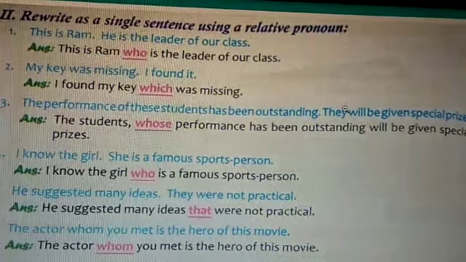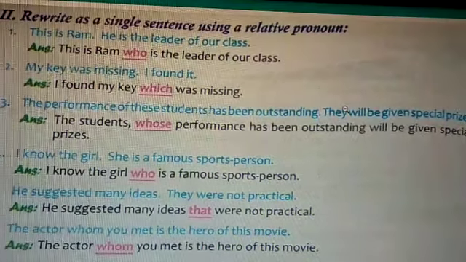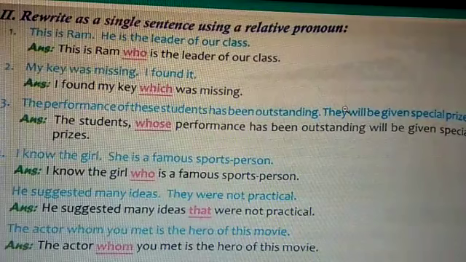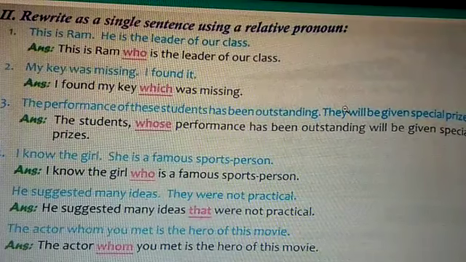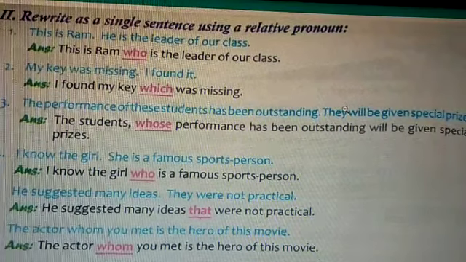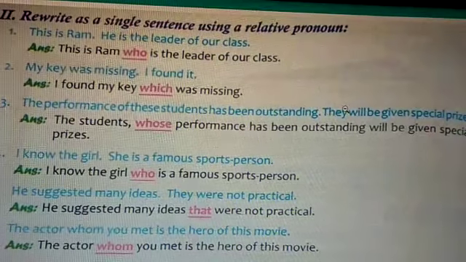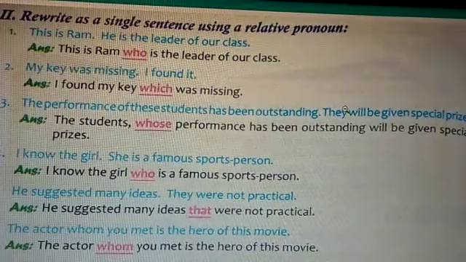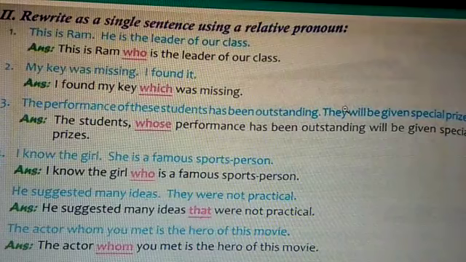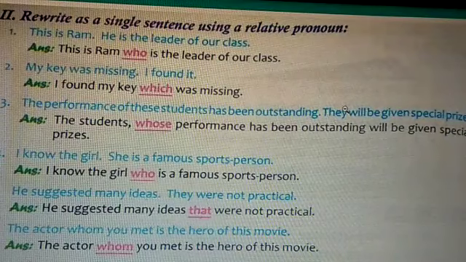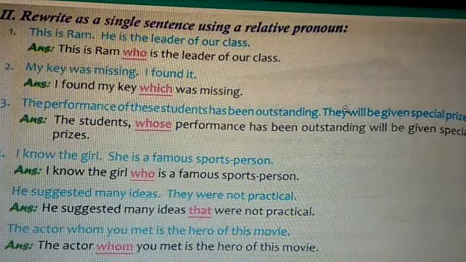Third one, the performance of these students has been outstanding. They will be given special prizes. See the answer. The students whose performance. It talks about the performance of these students. So the students whose performance has been outstanding will be given special prizes.